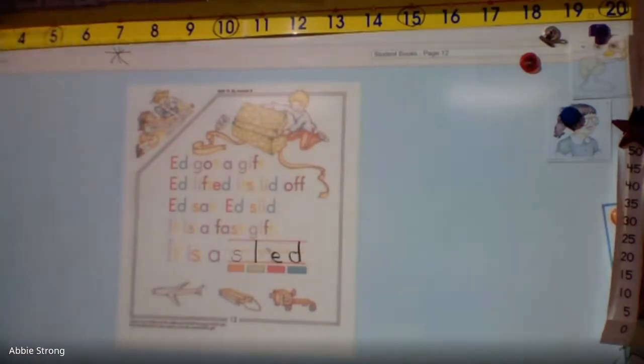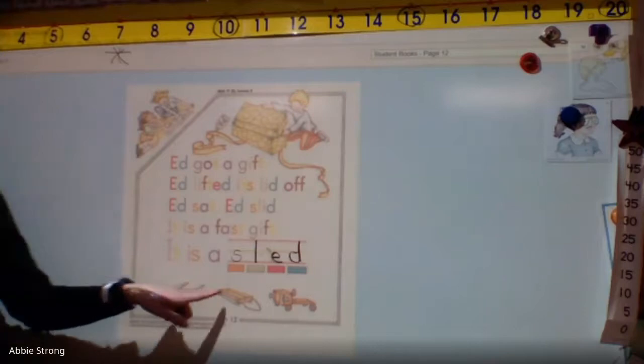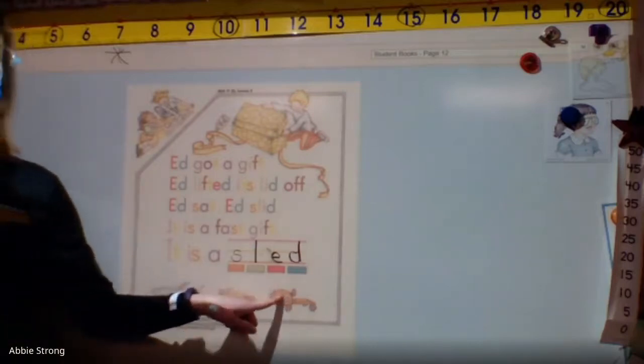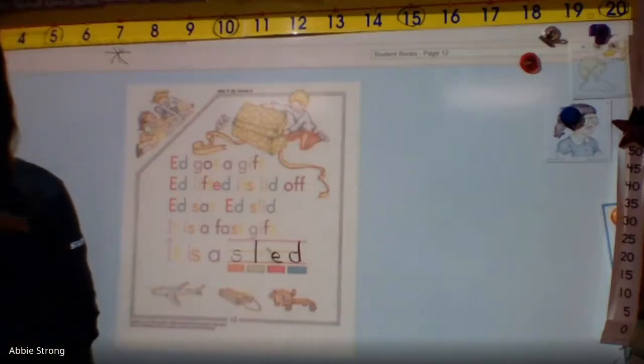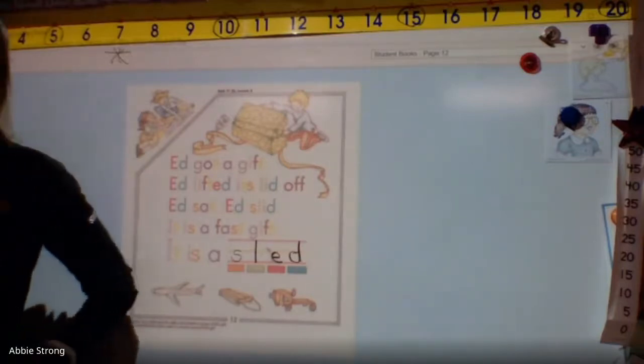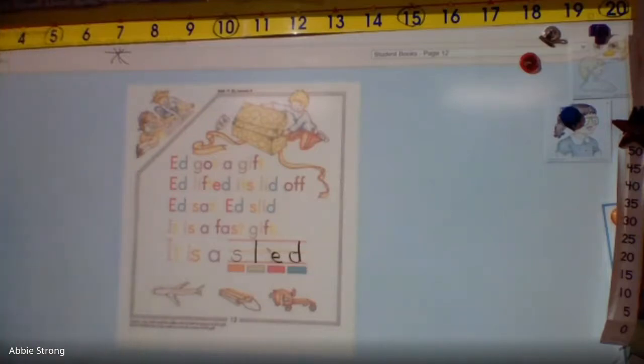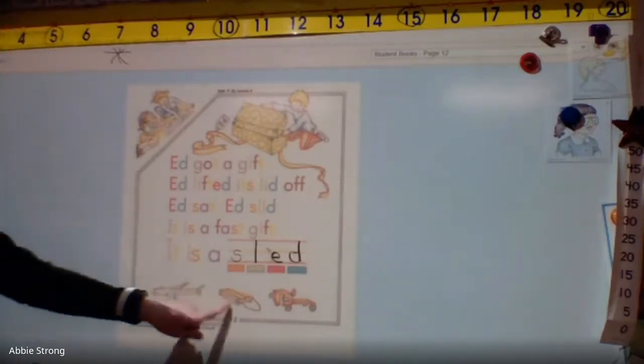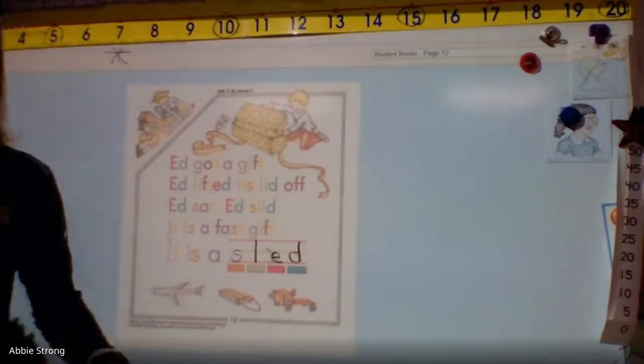Perfect. So now what we're going to do is you're going to circle the picture of the sled. Are we going to circle the first picture, the second picture, or the third picture? Raise your hand. I'm looking for kids to not blurt out. Delilah, what picture are we going to circle? First, second, or third? Second.